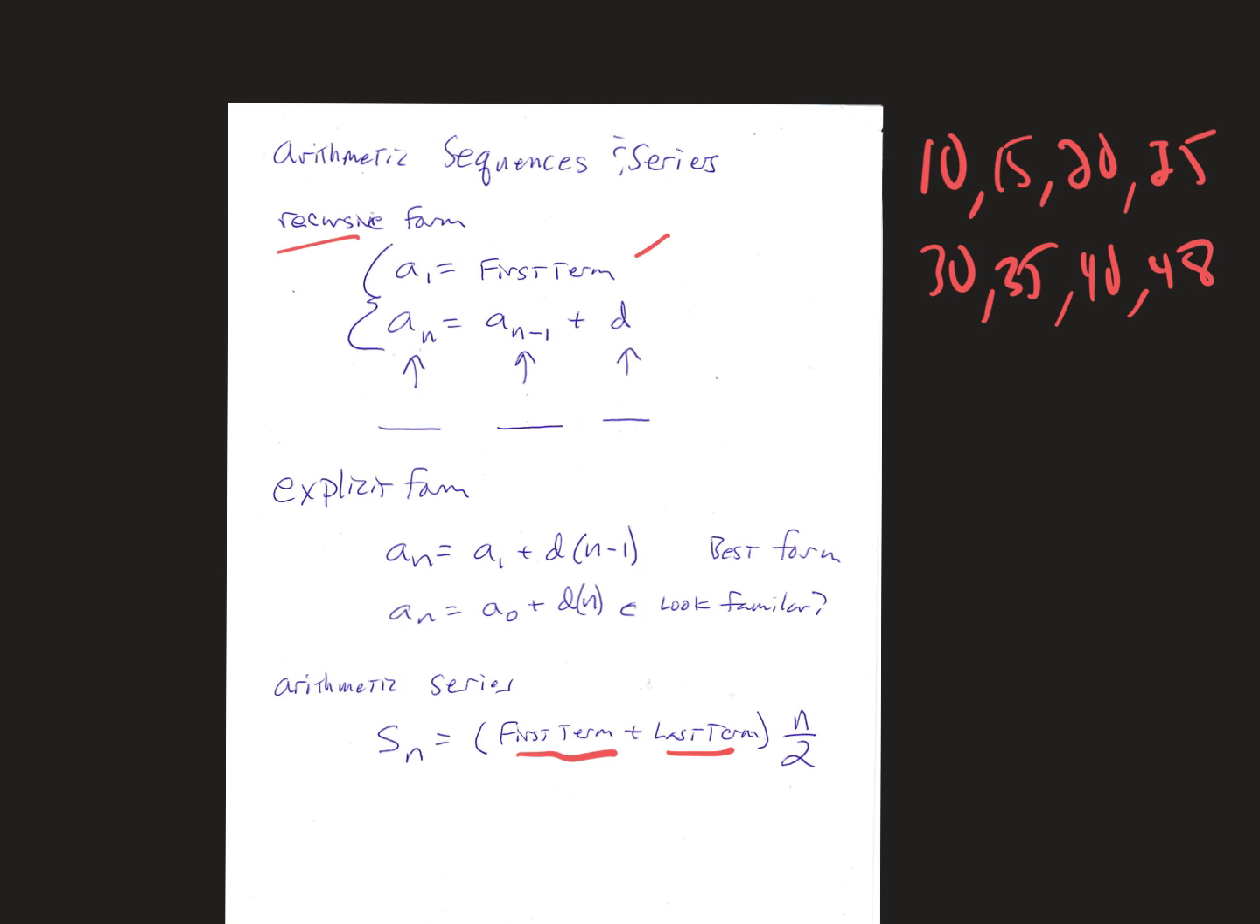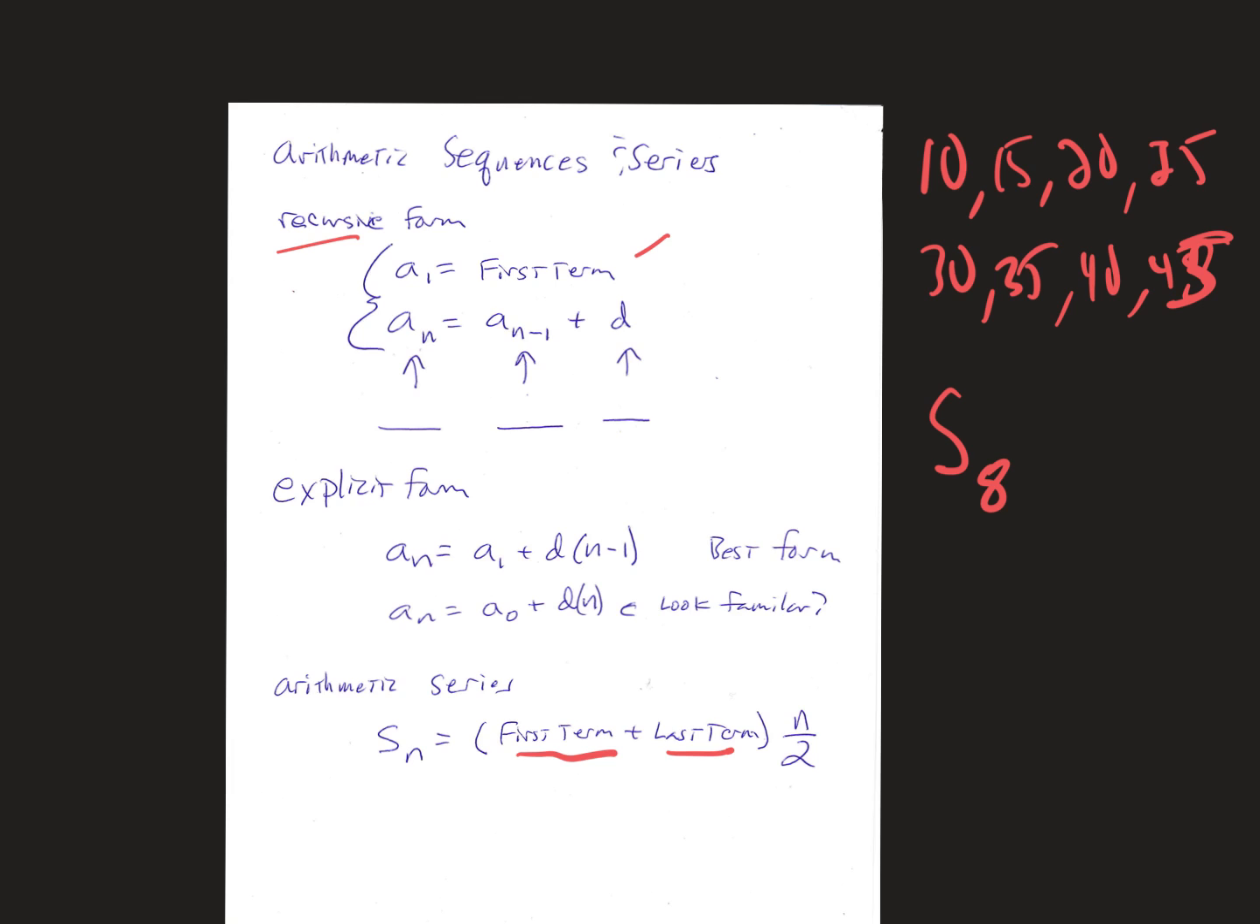If I wanted to find the sum of the first 8 terms in that sequence, I could add up 10 plus 15 plus 20 plus 25 plus 30 plus 35 plus 40 plus 45. I don't know why I wrote 48 there. Okay, and we could do it that way. For 8 numbers, that's not unreasonable. But if you're talking about 800 numbers, well, then that's a pain in the butt.